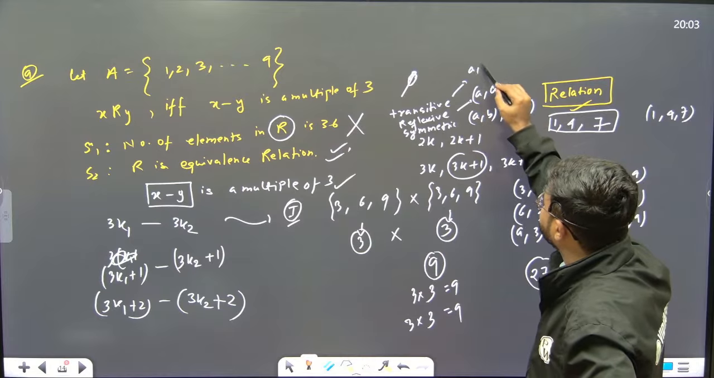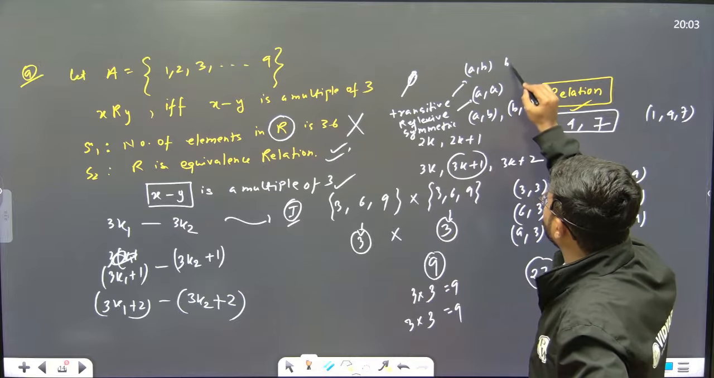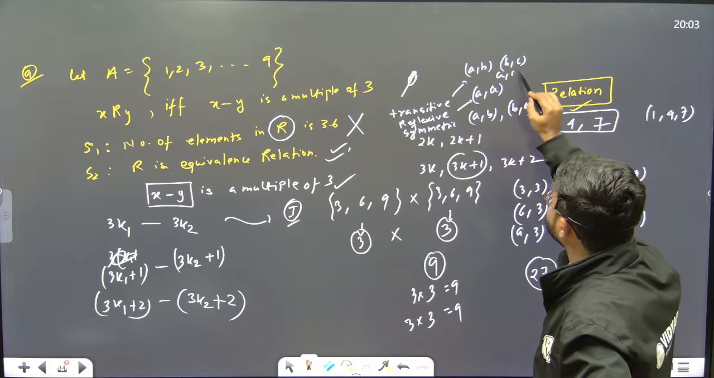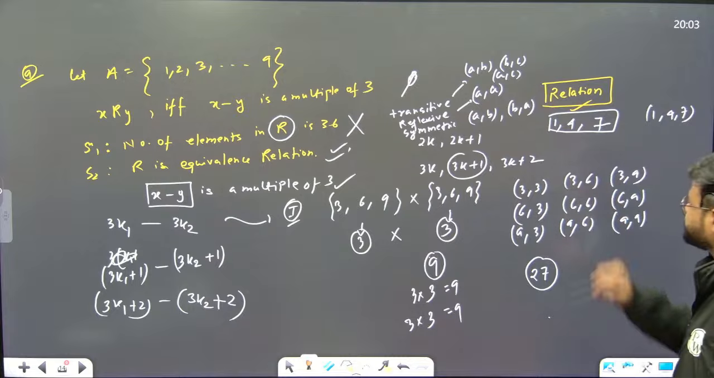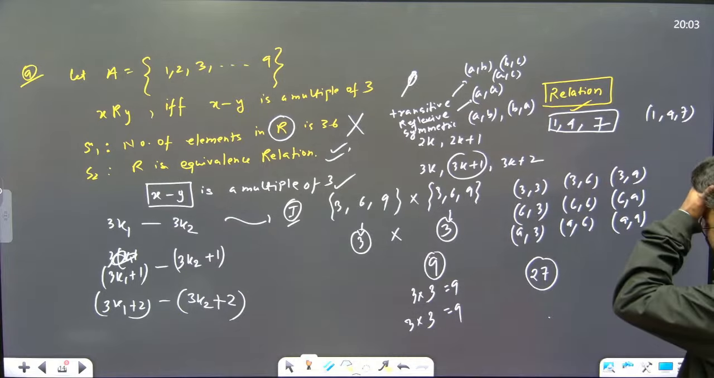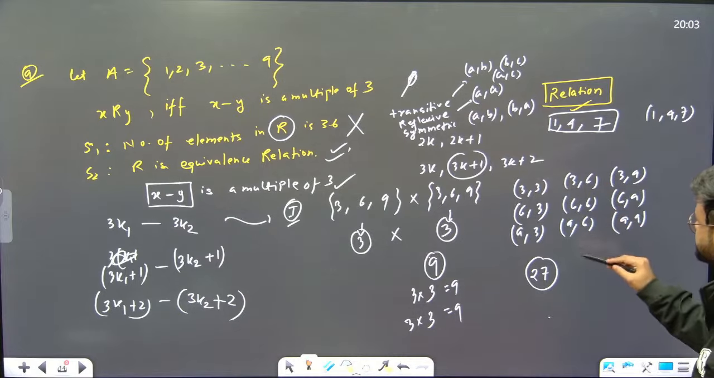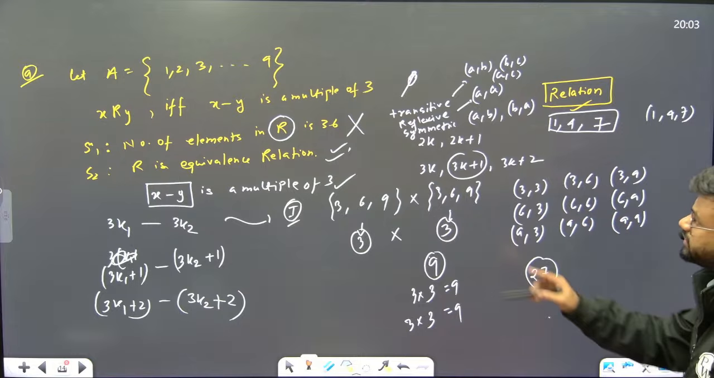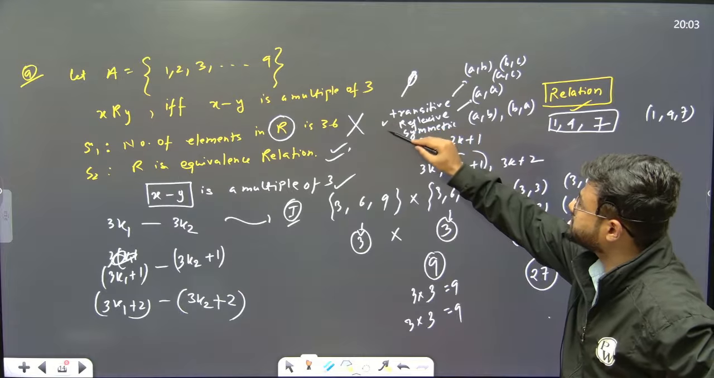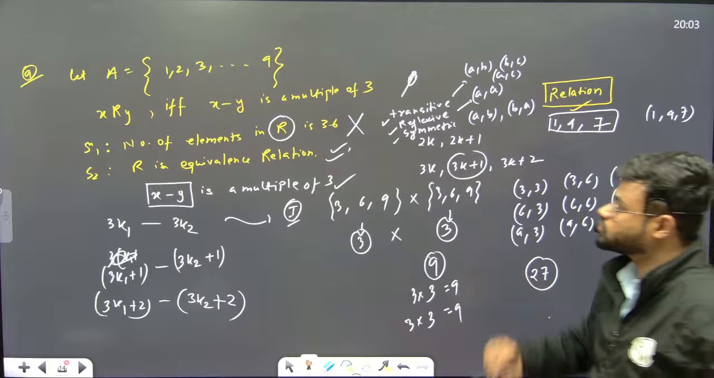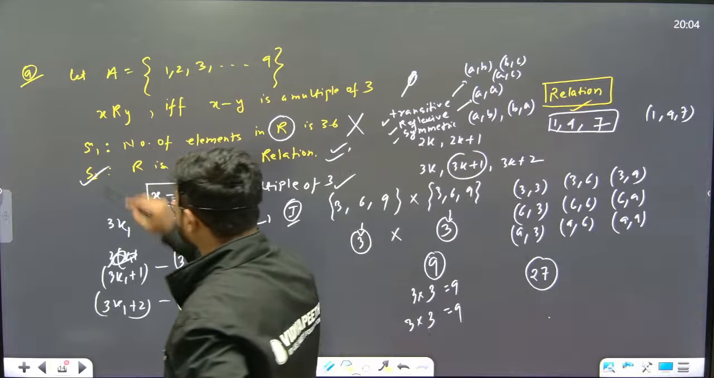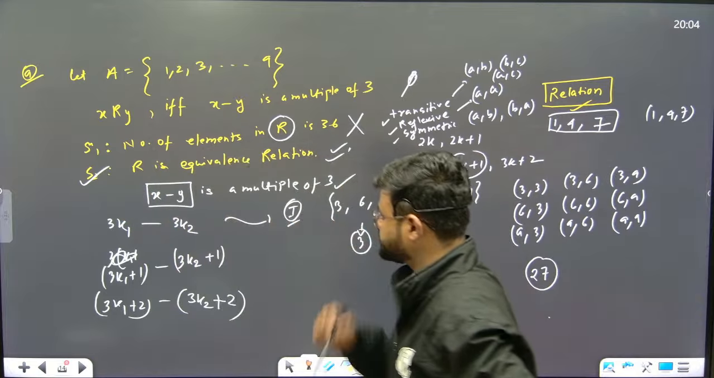Transitive means if (a, b) is present and (b, c) is present, then (a, c) should also be present. If you observe carefully, all the elements are present. If you carefully observe these elements, then it is satisfying all three conditions: transitive, reflexive, and symmetric. So the correct answer is statement 2 is correct. So statement 1 is wrong, right?